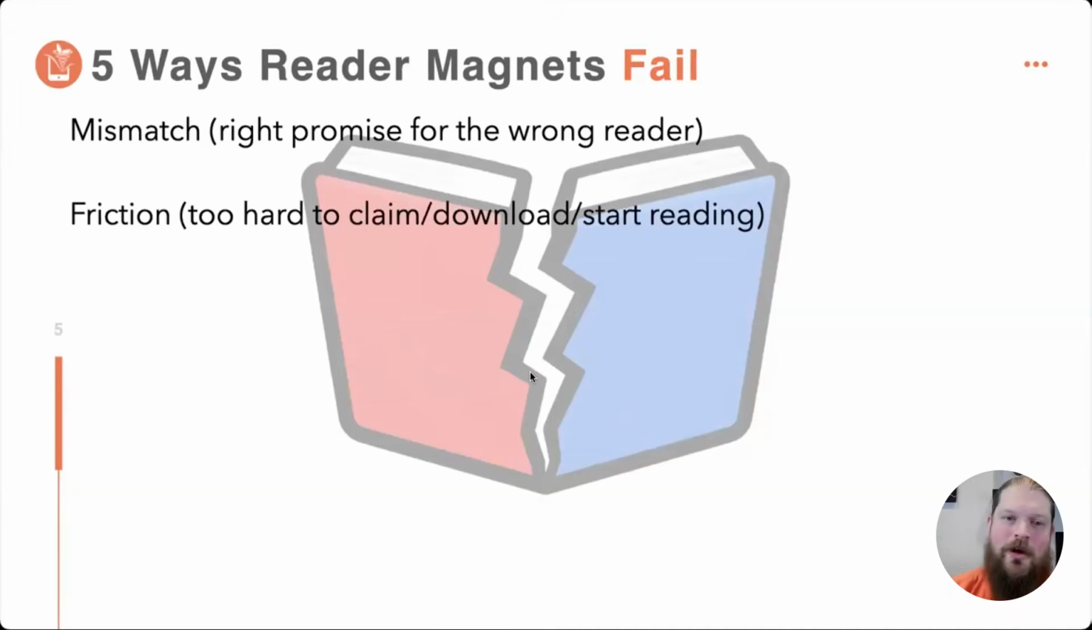Friction. It's too hard to claim, download, or start reading. Of course, BookFunnel is here to help you with a lot of this. In fact, that's why BookFunnel exists in the first place. BookFunnel was created to do this exact sort of thing.